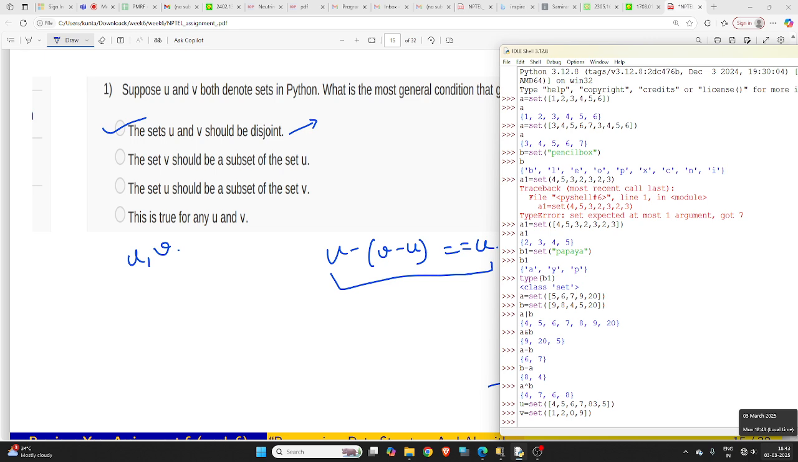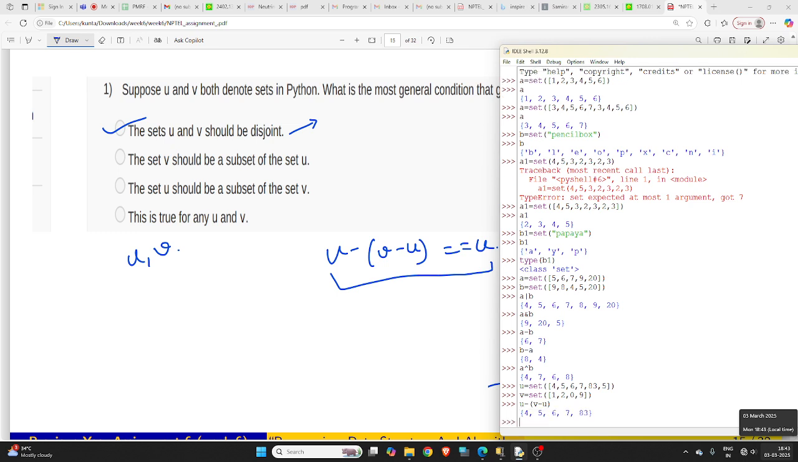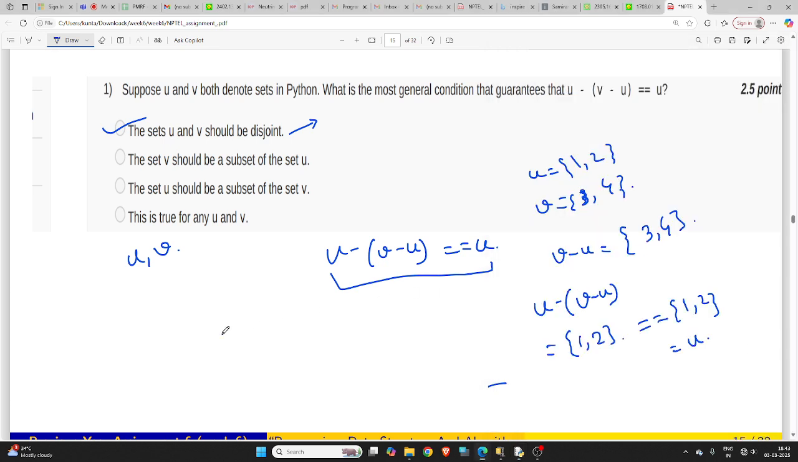Now what did they want to know? They wanted to know U minus (V minus U). So what will be the result? You can see here the result is 4, 5, 6, 7, 83. That means U. Okay, so the first option is correct.